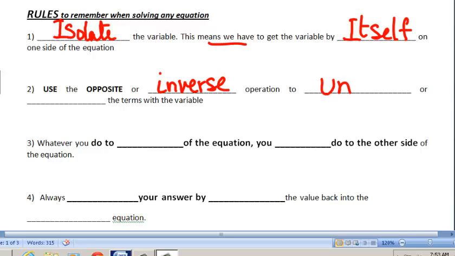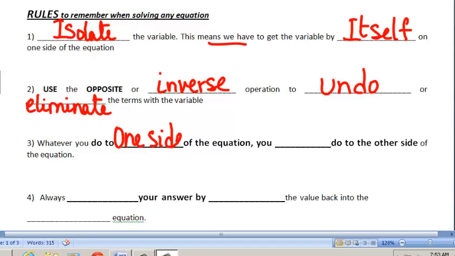To undo or eliminate the terms with the variable. Now, this is again really important. Whatever you do to one side of the equation, you don't have a choice here, you have to do to the other side of the equation.